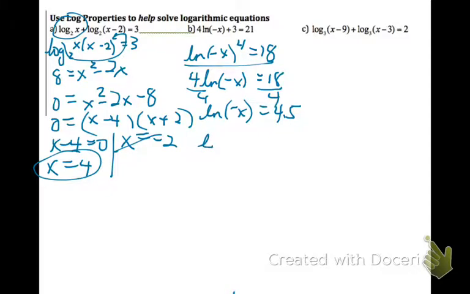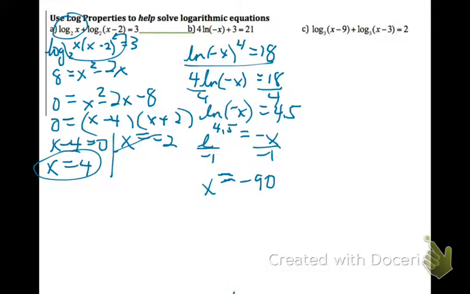Now I can rewrite that in exponential form. So e to the 4.5 power equals negative x. I just divide by negative 1. So x equals, and is approximately equal to negative 90.